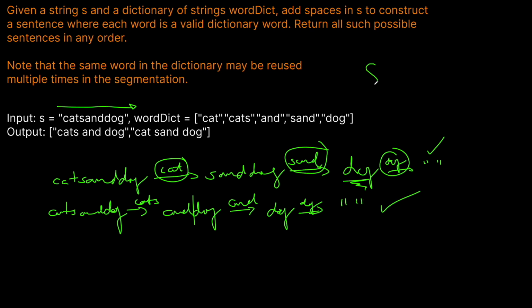Or if we have a memo dict, we can say dog, and then have a list of all the valid splits after that, which is what we're going to be using to actually build our solution. So we're going to want to maintain this memo dict to actually solve this.